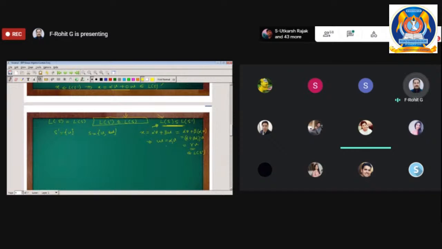And when is it possible? If one element of S is a scalar multiple of an element of S dash, W is, yes, this condition. Yes, sir.